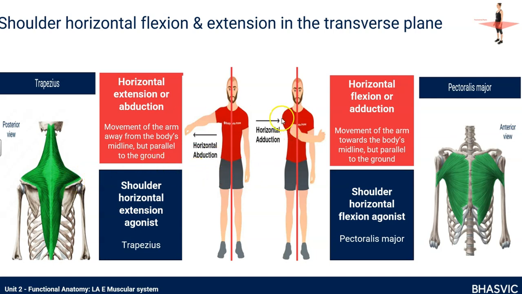The opposite movement is where the limb is moved horizontal to the ground, but towards the midline, or to reduce the angle at the shoulder joint. That would be horizontal adduction towards the midline, or horizontal flexion, reducing the angle, whilst the limb is parallel to the ground. And the agonist of that would be pectoralis major, pec major.